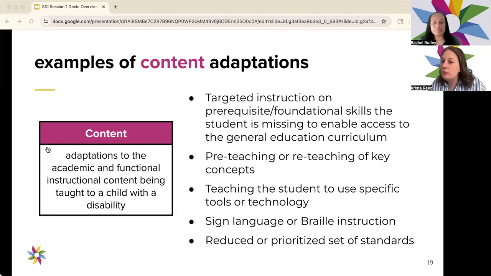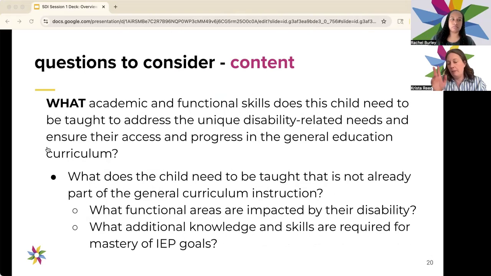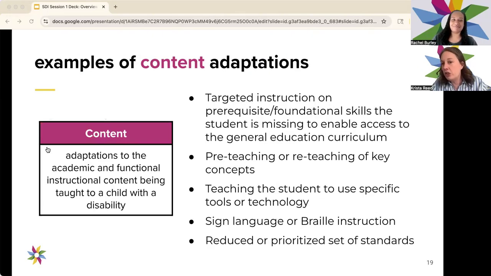A student who is blind, right? By virtue of being blind, they're going to need to be taught content that is not available in the regular ed curriculum. They're going to need to be taught how to use Braille. So that's additional content that a student needs to be taught and to be learning because of the nature of the disability of blindness or low vision. Adding, they might need to learn how to use additional tools or technologies or assistive technology devices.